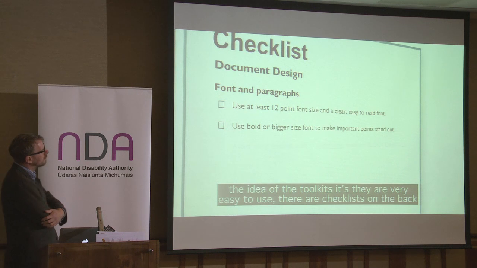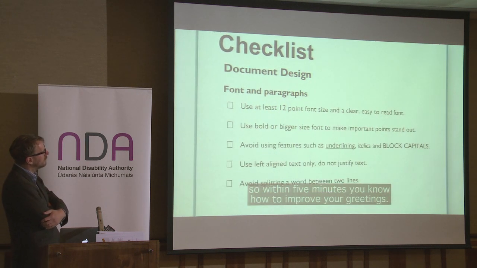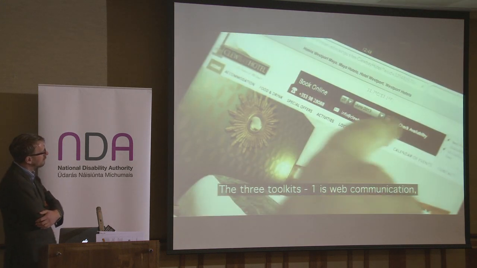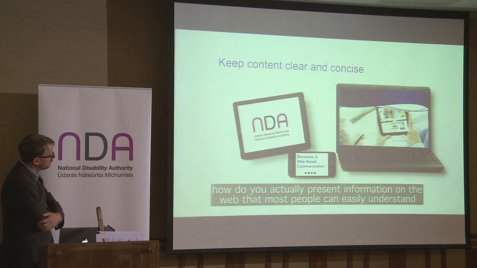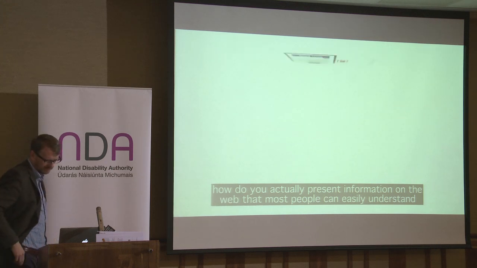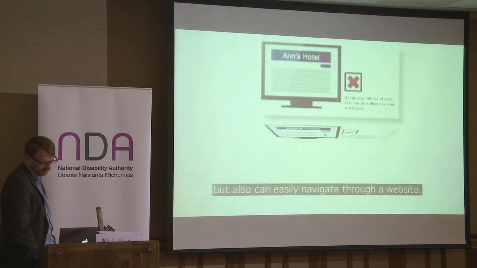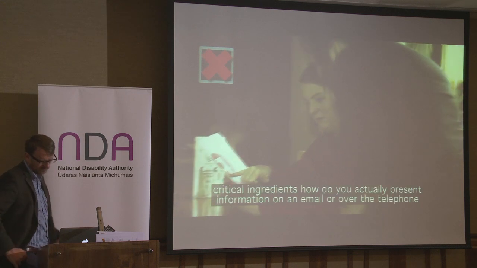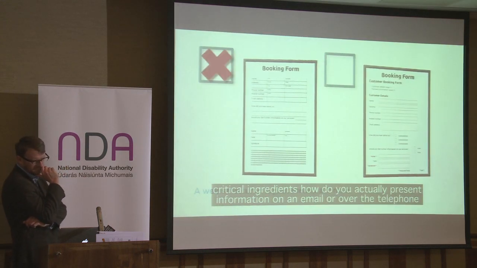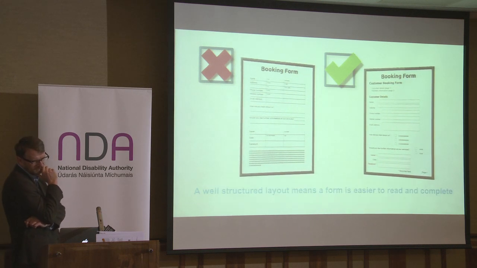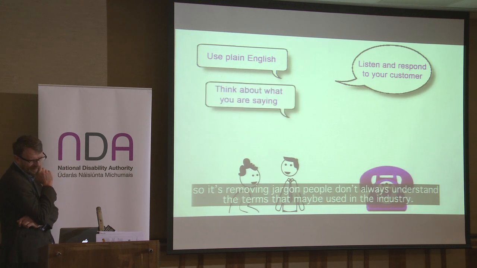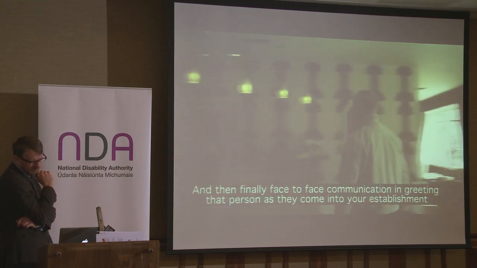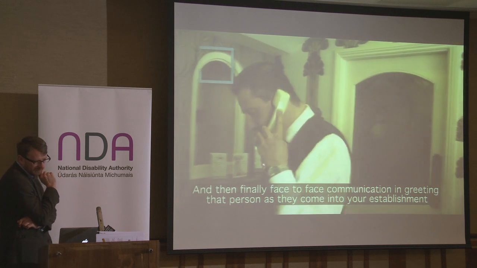And then there are checklists on the back, so within 5 minutes you know how to actually improve your greetings. There are three toolkits. One is web communication: how do you actually present information on the web that most people can easily understand, but also can easily navigate through a website? Number two is written and telephone communication. Critical ingredients: how do you actually present information in an email or over the telephone? So it's removing jargon. People don't understand the terms that may be used in the industry. And then finally, the face-to-face communication is greeting that person as they come into your establishment, whatever that may be.